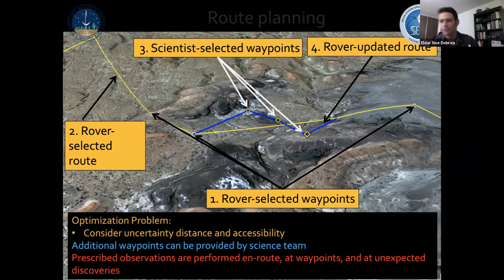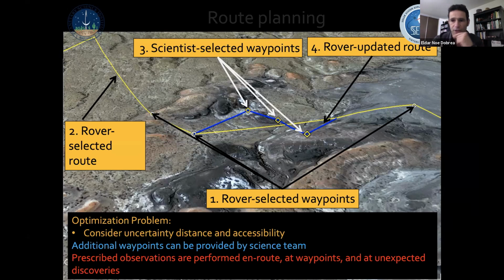We basically feed these maps to the rover. And for the rover, this becomes an optimization problem. It wants to reduce the amount of uncertainty for any one of those terrains, but at the same time, it also wants to consider the distance and accessibility of the terrains, right? So the rover maps out some kind of pathway. The yellow line would be the rover-selected route, for example.